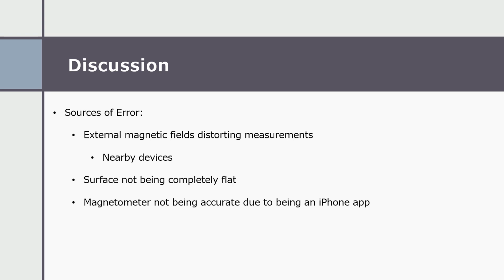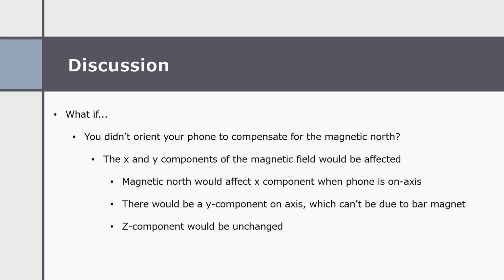So for the discussion, possible sources of error could be external magnetic fields distorting the measurements, such as nearby devices, the surface not being completely flat, which could mess with the magnitude of the x and y components, as well as the magnetometer itself not being accurate due to being an iPhone app.